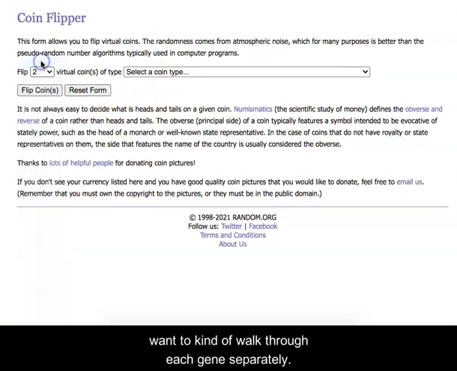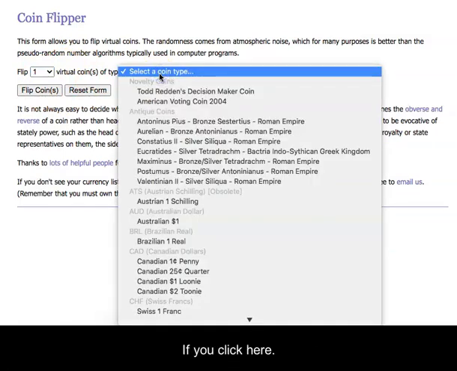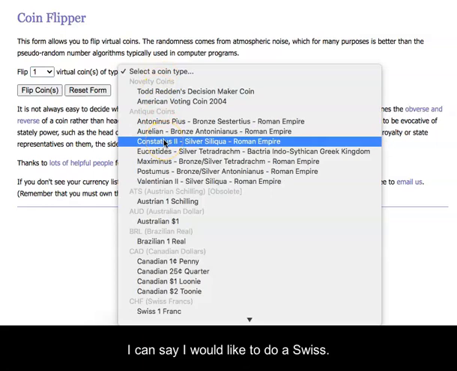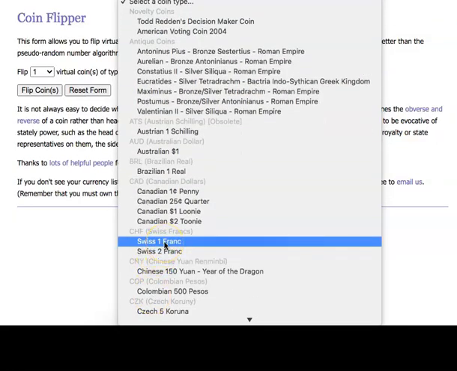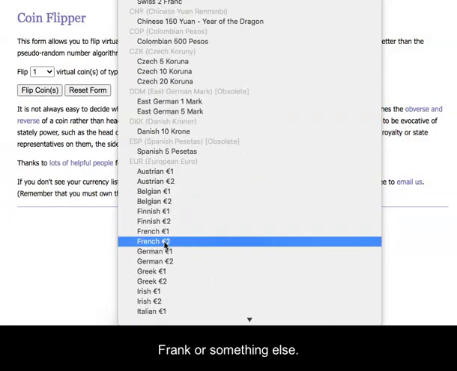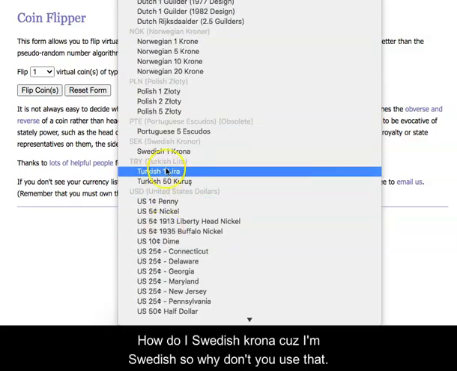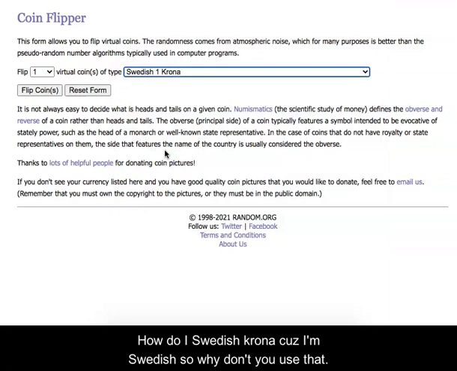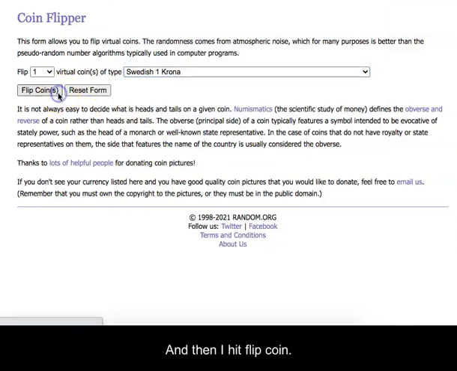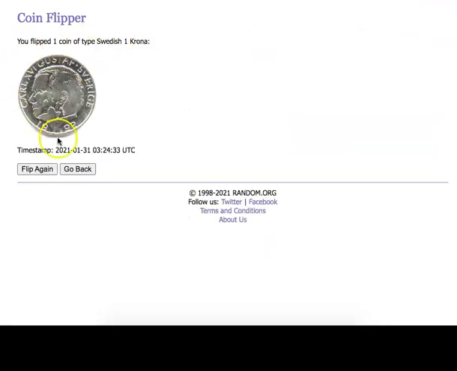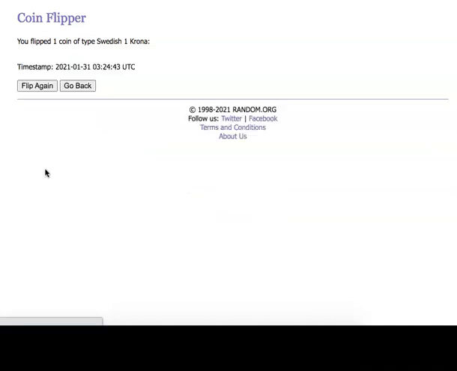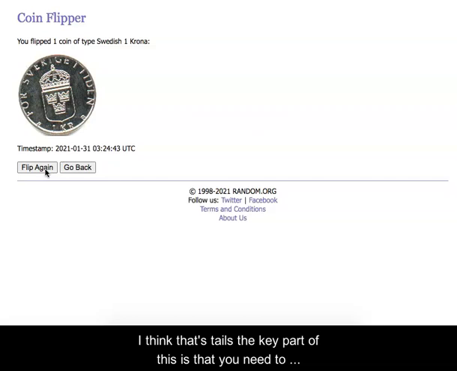I'm going to flip 1 single coin because I want to kind of walk through each gene separately. If you click here, I could say I would like to do a Swiss franc or something else. So many choices. I'll do a Swedish krona because I'm Swedish, so why don't we use that? And then I hit flip coin. Voila, it's heads. And then I could do it again. Flip. I think it was heads again. Oh, now it's, I think that's tails.